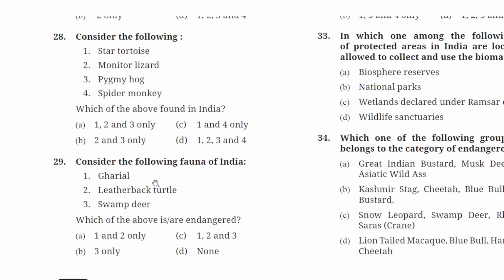Consider the following fauna of India: gharial, leatherback turtle, and swamp deer. Which of the above are endangered? Okay, the question is about which among the following are endangered. So the answer is all three are endangered. Endangered species are species which face a high risk of extinction in the near future. The IUCN status for the species mentioned: gharial, critically endangered; leatherback turtle, vulnerable; swamp deer is also vulnerable. So the answer is C, 1, 2, and 3.